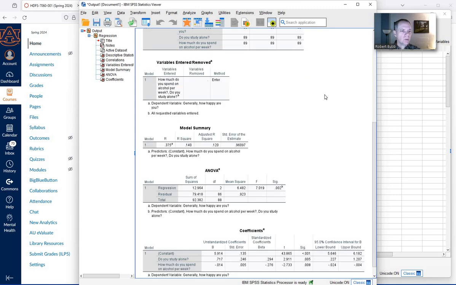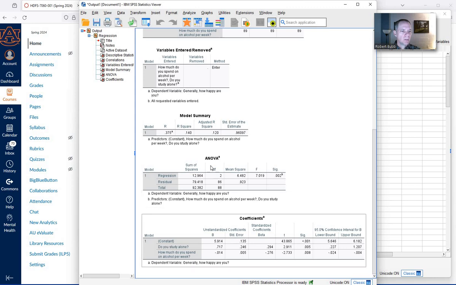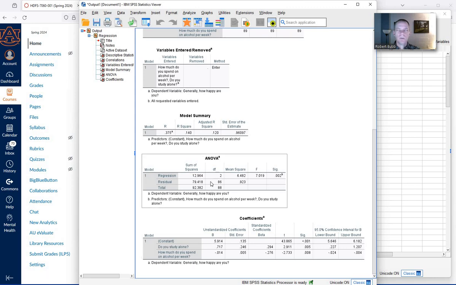Okay, let's go down to the 3 boxes here that we're going to take a look at at the bottom. Let's start with the ANOVA box and the output. So this is just overall for the model, right? You notice you have 2 degrees of freedom here. We have 3 variables, right? 2 of those variables are free to vary, and that's with both of our predictors in the model.